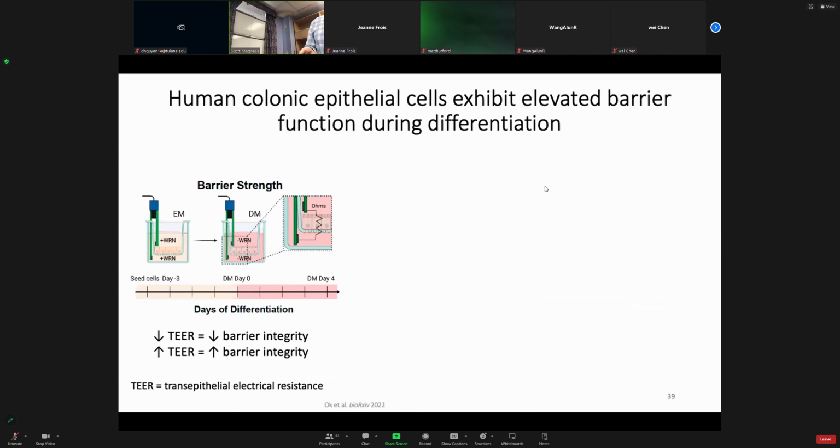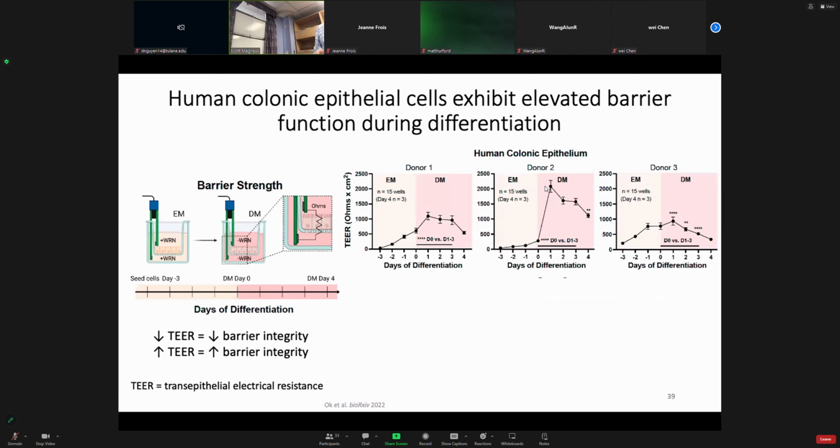So that's what I just showed you. So again, the next thing to do is to look at the barrier function of these cells. Again, same thing we did with the colons, we did with the small intestine. These days on the left are in the expansion media. They're basically stem cells. When we switch, we get an increase in the TEER. We looked at 3 different donors.